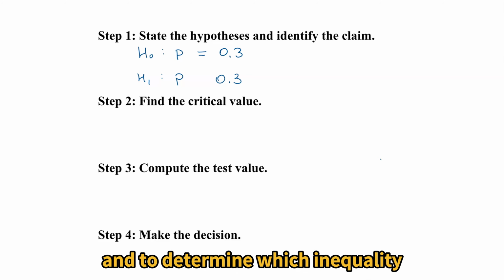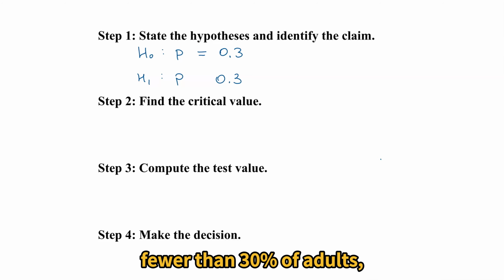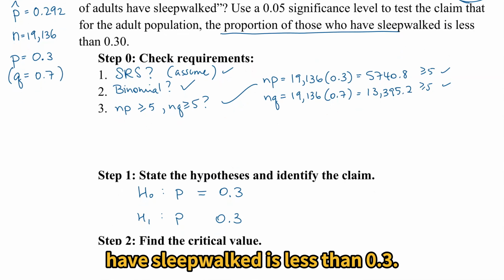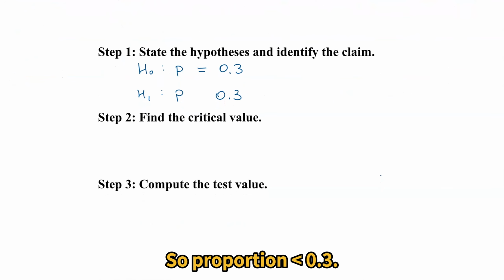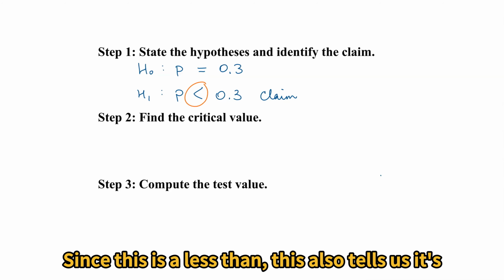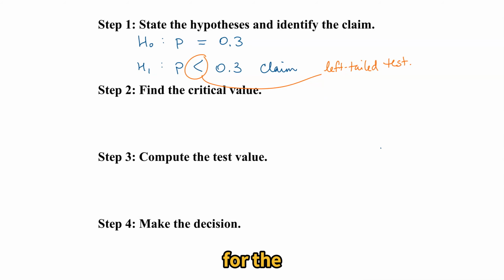And to determine which inequality, we go back to the statement, fewer than 30% of adults, or, in the last sentence, the claim, proportion of those who have sleepwalked is less than 0.3. So proportion less than 0.3. And then the claim is our alternative. Since this is a less than, this also tells us it's a left-tailed test. And then we can move into calculating to compare for the test.